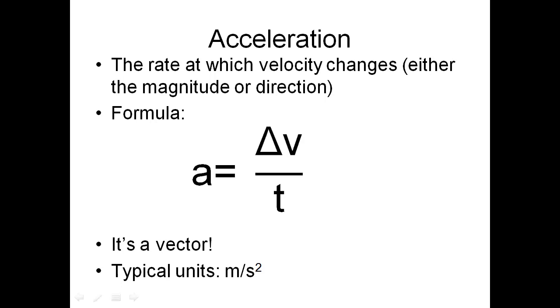Now we want to be able to calculate that rate, and so we have a formula. The formula says that the acceleration a is equal to triangle v over t. What do you think the triangle stands for? That's right, it's actually the Greek letter delta, and it stands for a change. And then the v stands for velocity, so it's a change in velocity divided by the amount of time it takes for that change in velocity to happen.